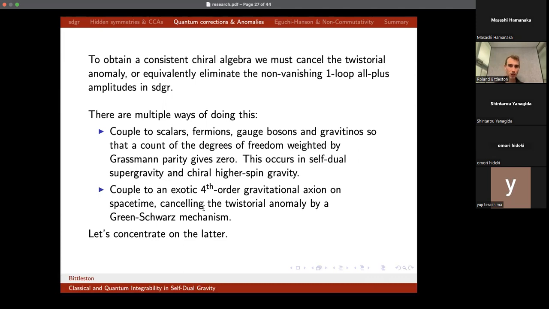But these are exceptional examples. This is not a very strong constraint on a theory. I mean, it's very easy to write down a whole bunch of things that have this property. You could, for example, take self-dual gravity and couple to an ordinary spin half Weyl fermion. That's going to be anomaly free. It doesn't need to be a gravitino, so not supersymmetric. A slightly stranger way of cancelling the anomaly is to couple to an exotic fourth order gravitational axion. And that's going to cancel the anomaly by a kind of Green-Schwarz mechanism. And that's the one I'm going to focus on now.